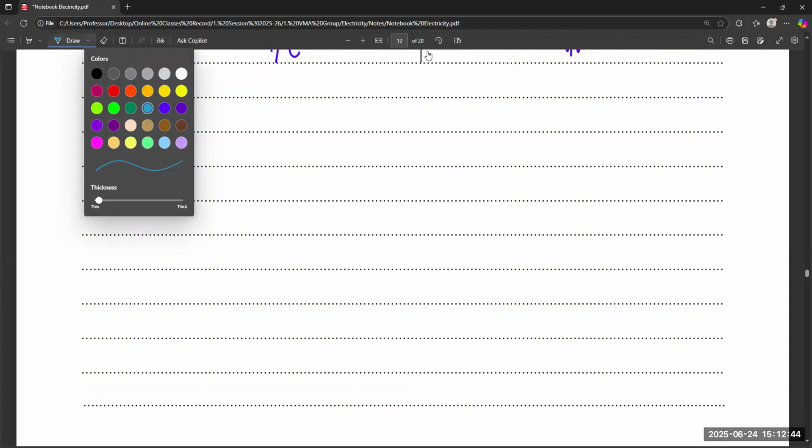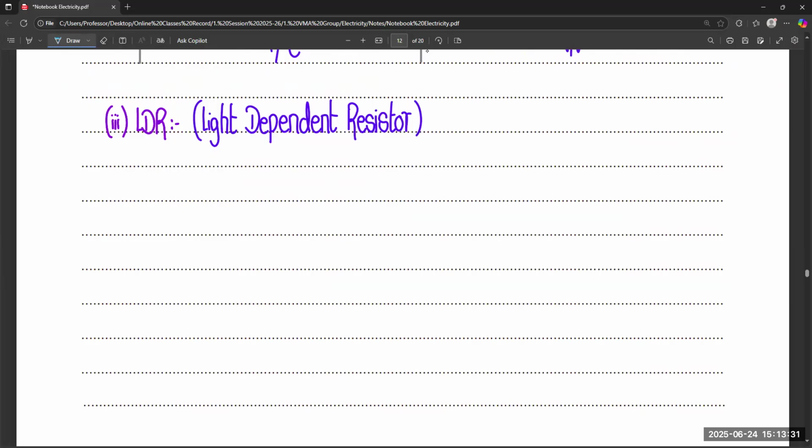Then we have the third non-ohmic conductor, in which current and voltage are not directly proportional to each other. LDR. LDR means light dependent resistor. For the light dependent resistor, again we have to draw a resistor sign. For light, we have to add two light rays in this way. So this is the electrical symbol for LDR that we have to draw in the circuit.